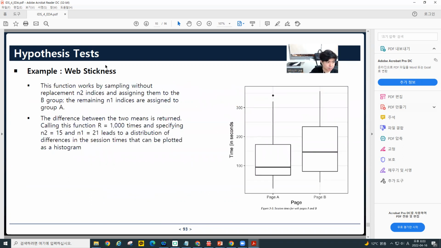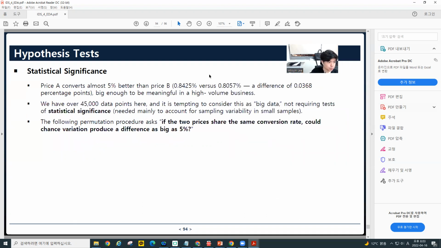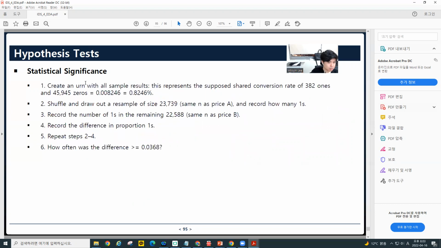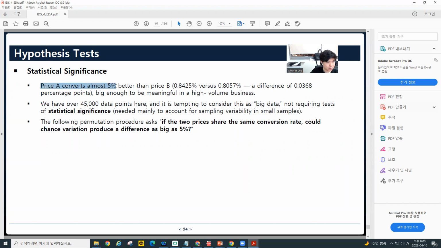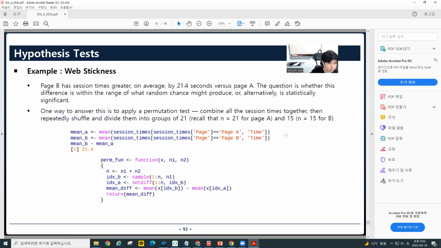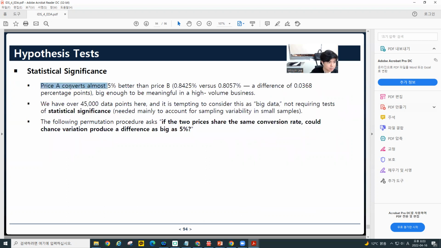Then we can check the histogram and find the distribution of the mean difference between the two groups. We repeated this 1,000 times, dividing the data into 15 and 21, and we learned a distribution of differences in the session times, which we plotted as a histogram. This is one example of web stickiness.